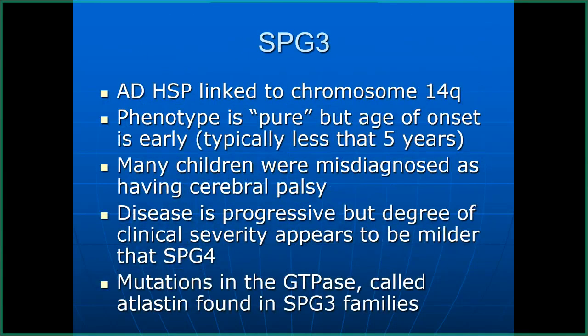So again, SPG3, the gene is on the long arm of chromosome 14. You have to remember that. Typically, the age of onset is early. Again, a lot of them are misdiagnosed as cerebral palsy. And it's a GTPase gene. Actually, it's SPG3A because there was an SPG3B. So they are basically numbered. SP is spastic gait. That's the genetic nomenclature. And the number was assigned as they were discovered, as they were linked, so there was old linkage.